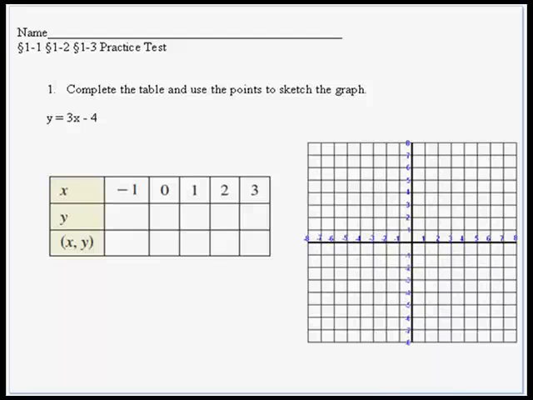Alrighty, let's have a little fun solving some problems for practice tests. Anything from section 1.1, 1.2, and 1.3. So let's see here. Complete the table. Use the points to sketch the graph.